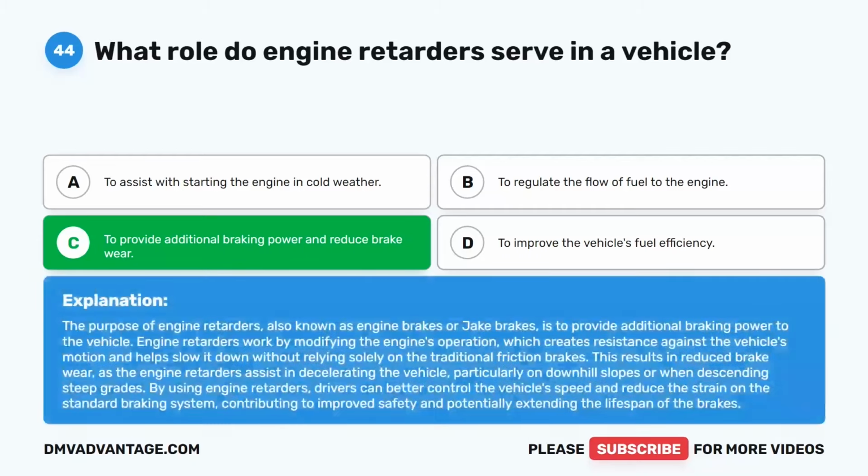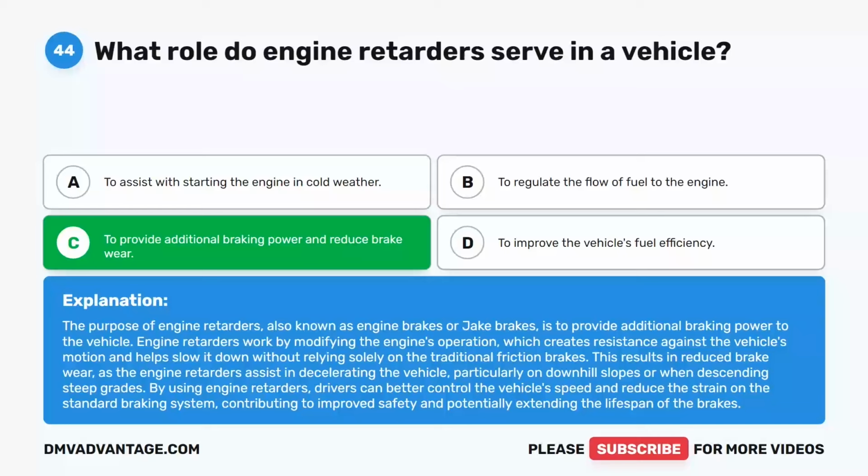The purpose of engine retarders, also known as engine brakes or jake brakes, is to provide additional braking power to the vehicle. Engine retarders work by modifying the engine's operation, which creates resistance against the vehicle's motion and helps slow it down without relying solely on the traditional friction brakes.